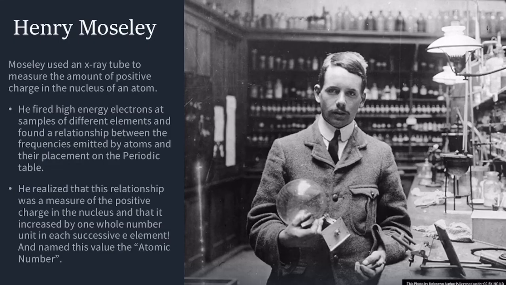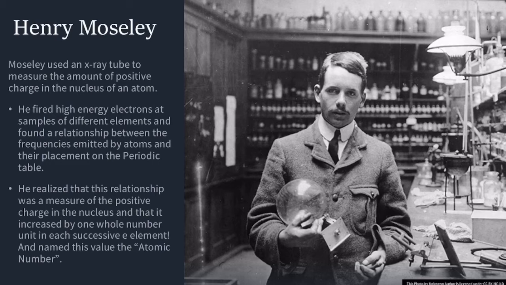And so the next person that we're going to talk about is Henry Moseley. And he was actually a colleague of Rutherford's. And remember, Rutherford is the scientist who discovered the nucleus of the atom and proposed the nuclear model. So at this point, we know about electrons, we know about the nucleus of an atom, but we don't know much about the nucleus other than it's centrally located and it's got a positive charge. But we don't know how much positive charge. And so that's where Henry Moseley comes in.